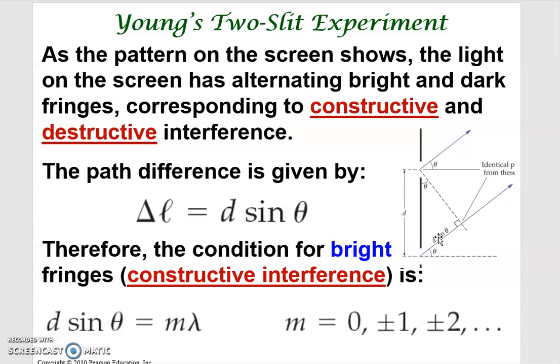But even in this case, you don't know if it is constructive or destructive. This is just the path difference. So the condition for the bright fringe, which is the constructive interference, is that the path difference is an integer number of wavelengths. So n will be 0, positive 1, 2, 3, or negative 1, 2, 3. In this direction it is positive, and in this direction it is negative. Okay? So this is how you check the condition for the bright fringe.